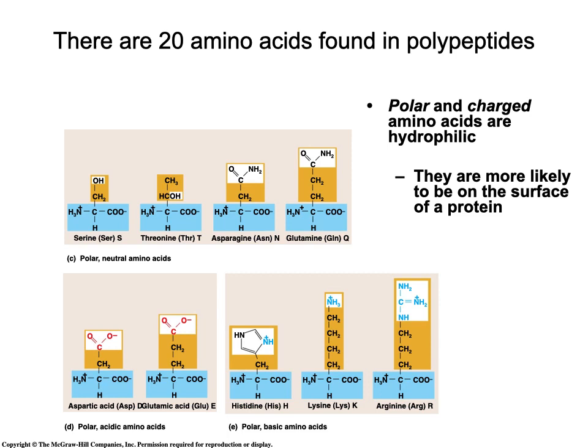And so because you are a polar and charged amino acid, you're going to be more likely to be on the outside of the surface of the protein so that you can interact with molecules like water and ions and such.